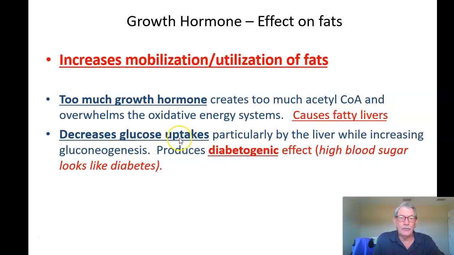It decreases glucose uptake, so you can keep your blood sugar high, so you can use it for a lot of energy or something. But for that reason, it creates a diabetogenic effect, or diabetes. If you take it, you'll wind up with high blood sugar all the time. I suppose you could take growth hormone and insulin to try to lower your blood sugar a little bit.